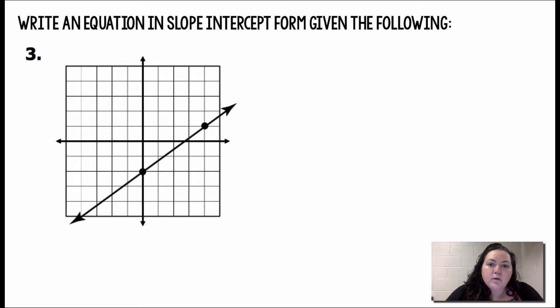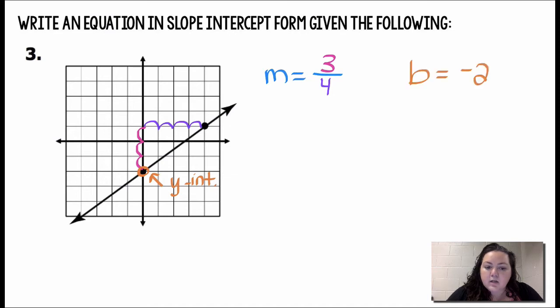The next one, they gave you a graph, so I can tell what the slope is if I count how much did I rise, how much did I go over, because slope is rise over run. So m would be up 3 over 4, so m is 3/4. And my y-intercept is where it's crossing the y-axis, so it's crossing the y-axis at -2. So now I have m and b. I'm going to plug it in to y equals mx plus b. So I get y equals 3/4 x minus 2.